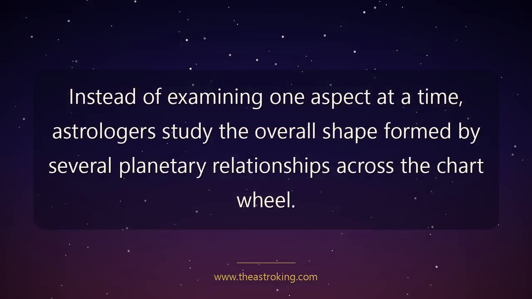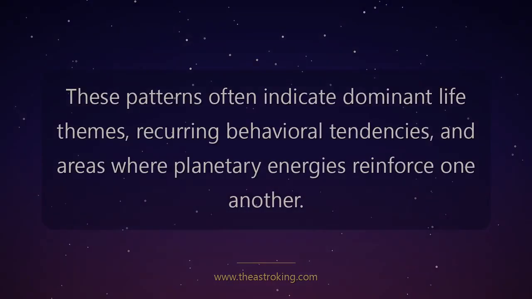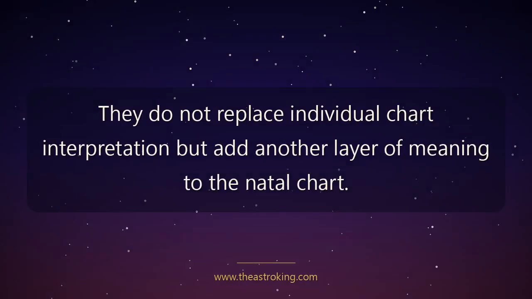Instead of examining one aspect at a time, astrologers study the overall shape formed by several planetary relationships across the chart wheel. These patterns often indicate dominant life themes, recurring behavioral tendencies, and areas where planetary energies reinforce one another. They do not replace individual chart interpretation but add another layer of meaning to the natal chart.